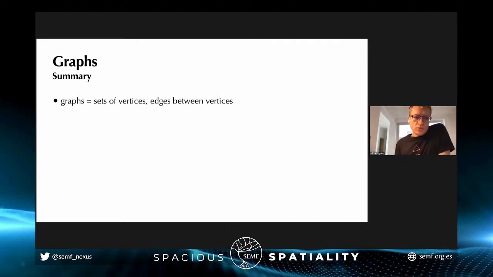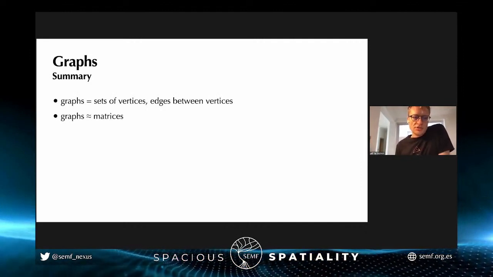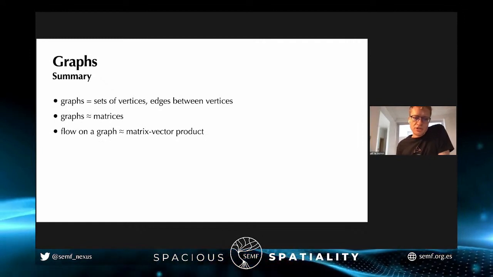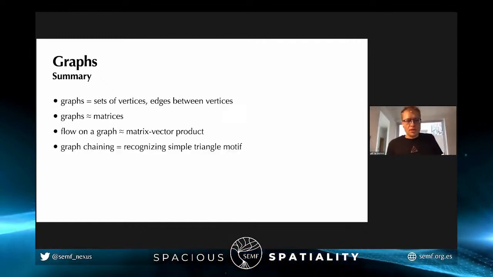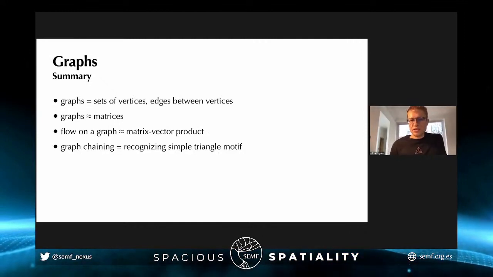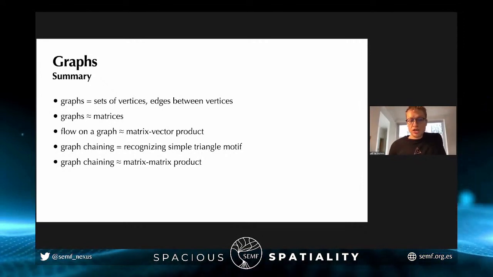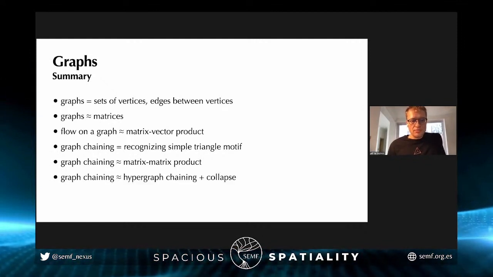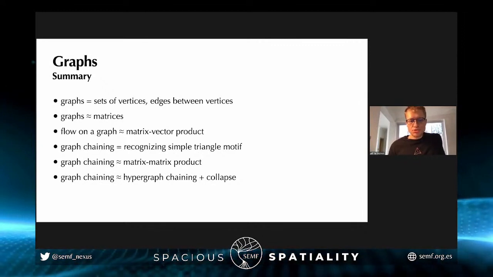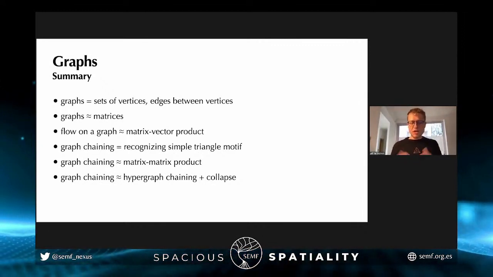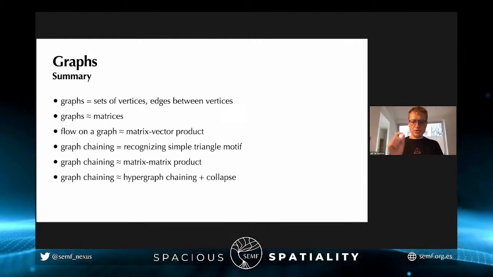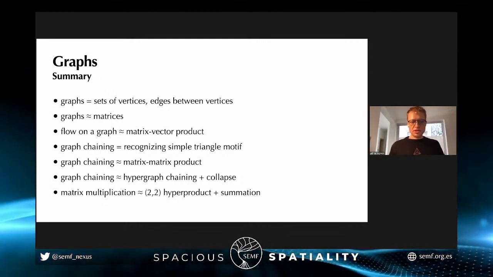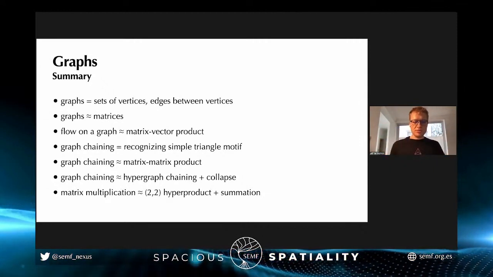Okay, what we saw in this section was what graphs are. We saw that graphs can be identified with their adjacency matrices. We saw that a flow on a graph is computed by the products of matrices and vectors. We saw that chaining graphs together amounts to recognizing a simple triangle motif. Chaining can also be expressed as matrix multiplication. Chaining graphs, as we'll see in a moment, amounts to this idea called hypergraph chaining, where we form these larger three-edges, and then we collapse the middle vertex. Another way to say it is matrix multiplication is some kind of higher product followed by a summation.